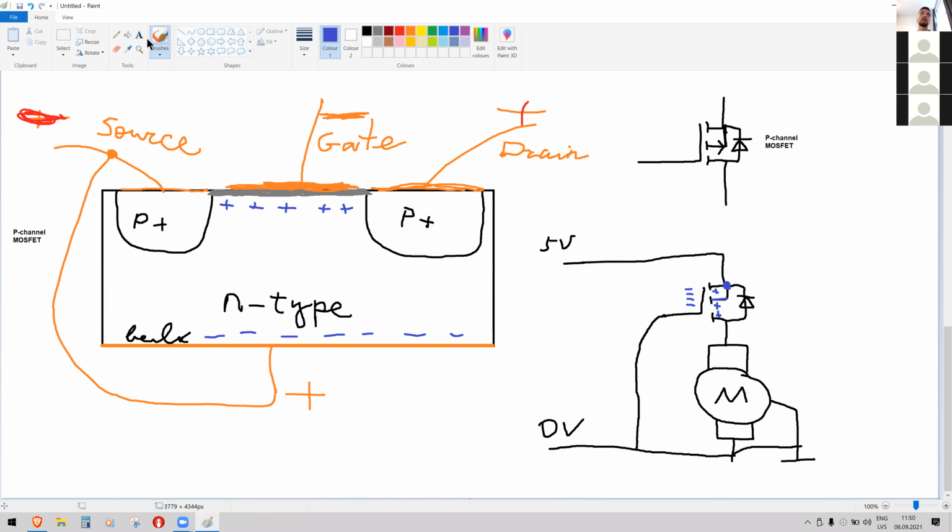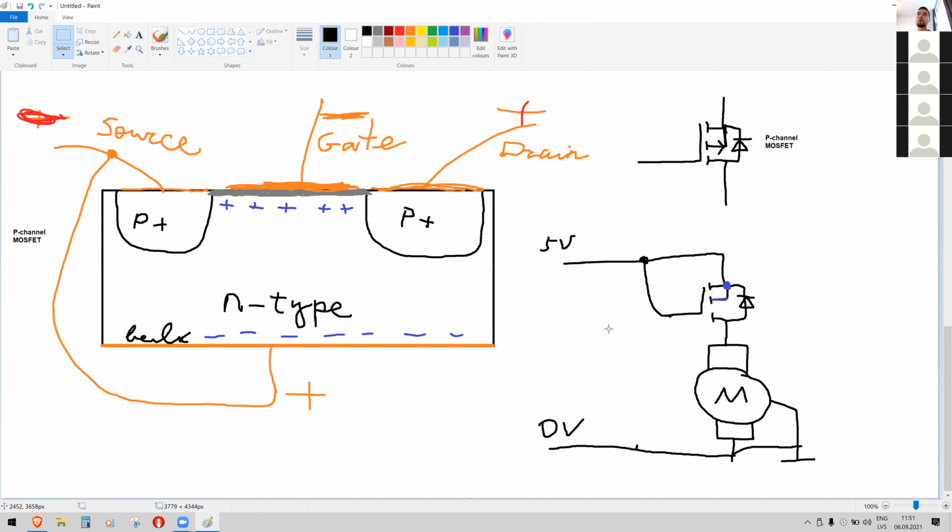And to switch this thing off, you disconnect it from 0 volts, you connect it back to 5 volts. And since in this case, gate and bulk have the same voltage, these minuses run to the pluses, they recombine, destroy each other, you know, love destroys, and the channel disappears and it doesn't conduct electricity anymore.